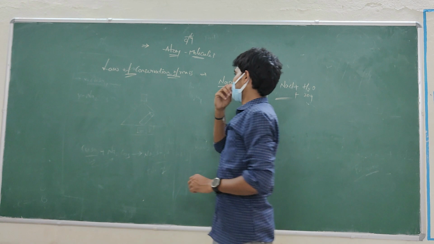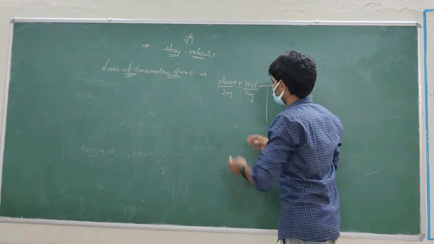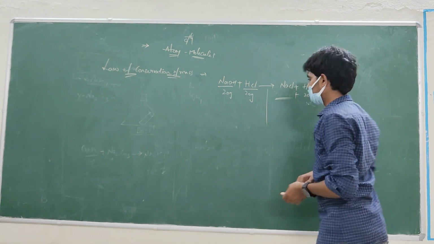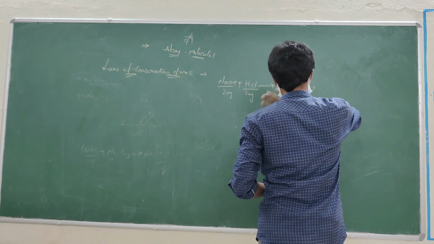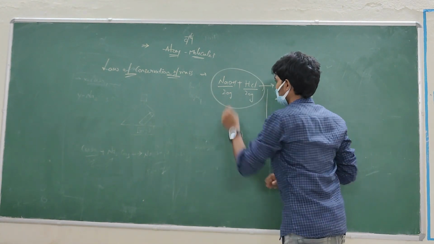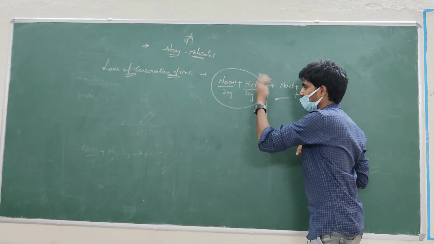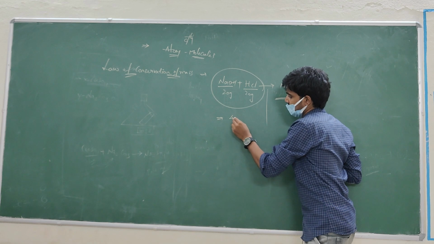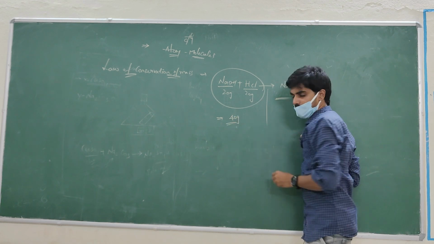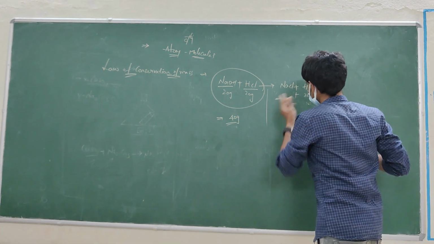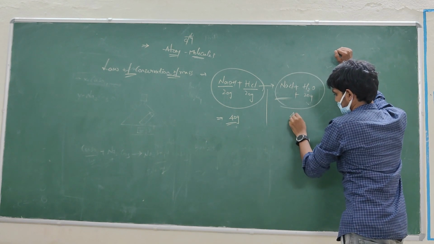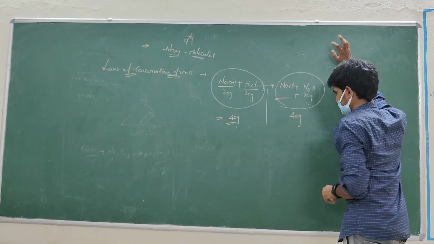So the law of conservation of mass says the total mass of substances before the reaction is equal to the total mass of the substance after the reaction. The substances before reaction are called reactants. So 20 plus 20 is 40 grams, the total mass of the substance before reaction, is equal to the total mass of the substance after reaction. You need to get 40 grams, right?